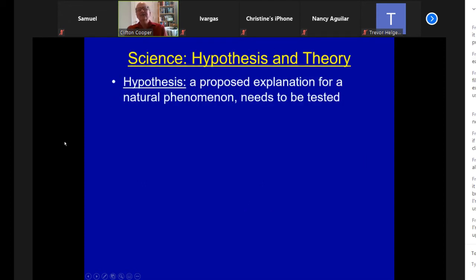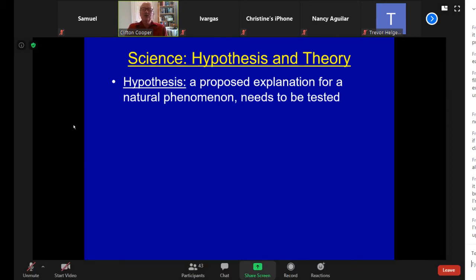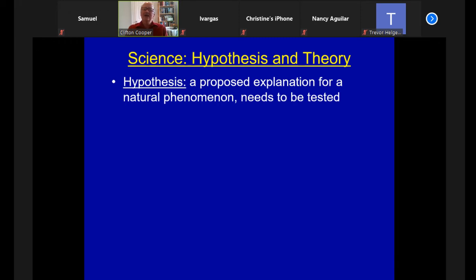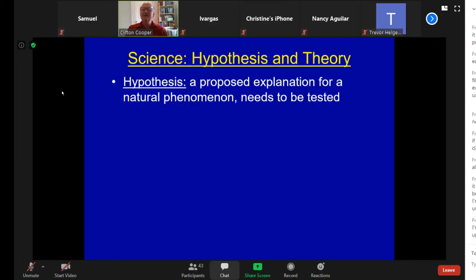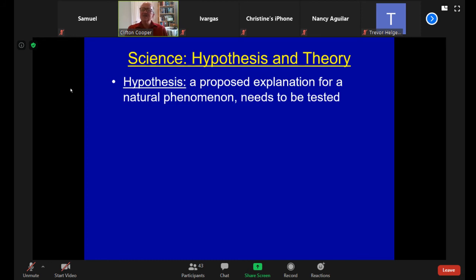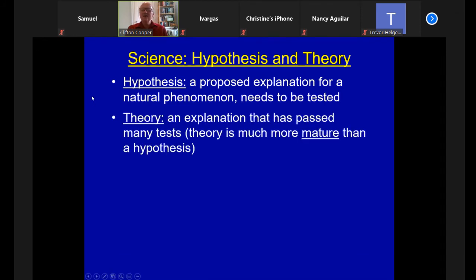Now, we have two terms that come up which are often confused with each other. You get hypothesis and theory. A hypothesis is where a scientist has put out some sort of proposed explanation for something, saying, I think that this is why this thing happens. A hypothesis is in great need of being tested. A theory is sort of a grown-up hypothesis.